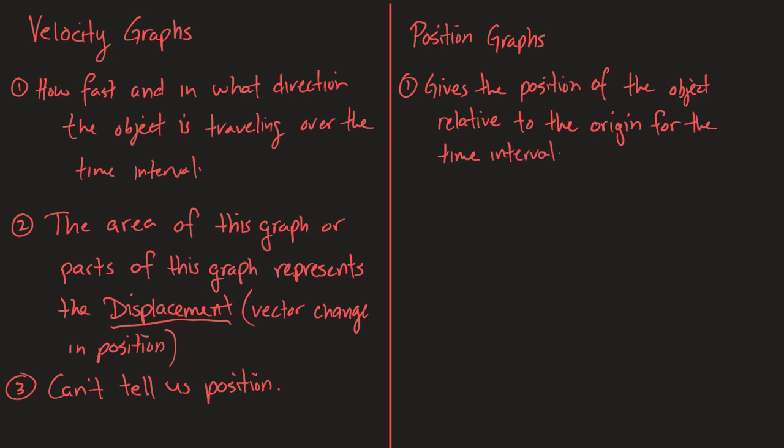So a position graph gives you exactly what a position graph can. Where is the object over your time interval? It clearly gives you the position. And of course, it can tell us more things than that. We know that the position graph has more information embedded in it, the slope.